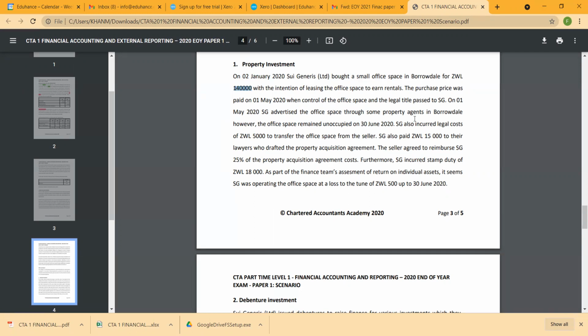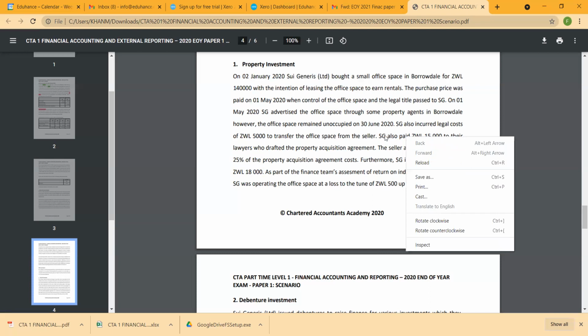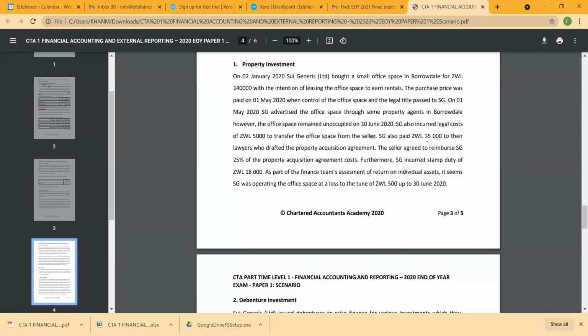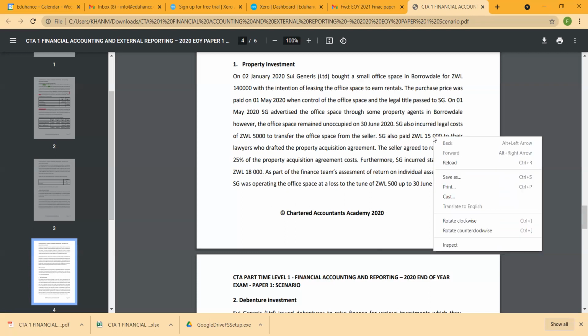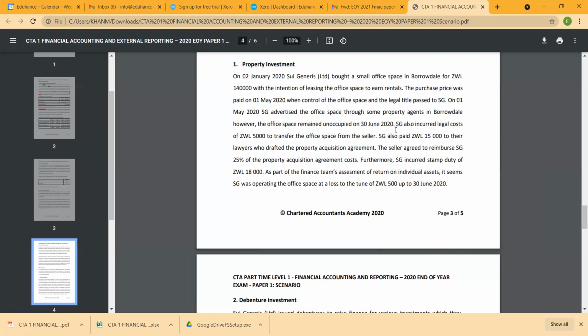Now they're saying she also incurred a legal cost of $5,000 to transfer the office space from the seller. So we're going to include $5,000. That's a cost. And then she also paid $15,000 to the lawyers who drafted the property acquisition agreement. Without the property acquisition agreement, we won't get the property. So it's a cost incurred. So we're going to add the 15,000. So far we have 140, 5,000, and 15,000.